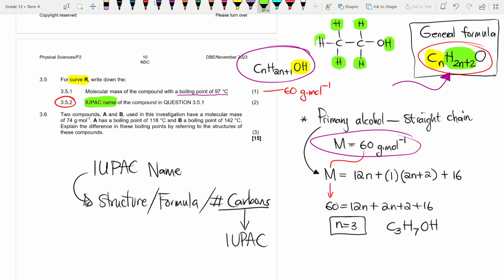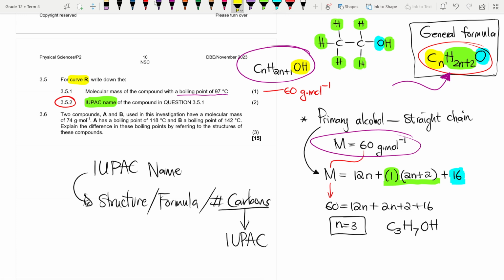It's going to have 2n plus 2 hydrogens, and it's going to have 1 oxygen. Any primary alcohol has 1 oxygen. So that's the general formula. Then from there, I just simply calculate the molar mass of that skeleton formula. The molar mass of H is 1. The molar mass of oxygen is 16, and oxygen is not multiplied by any number on the bottom, so I just leave it at 16.